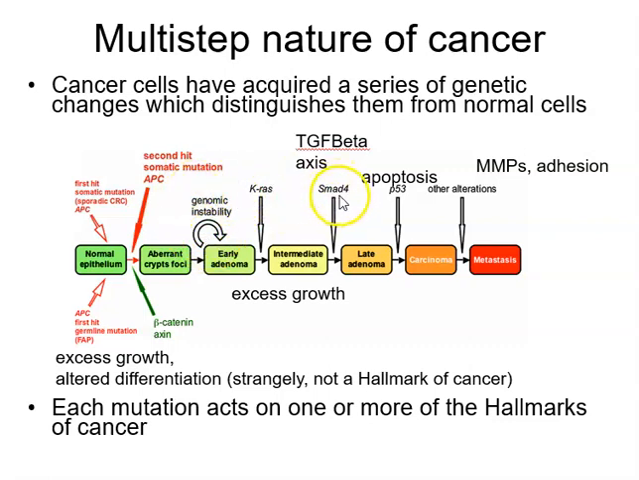So the SMAD4 mutation is on the TGF-beta axis. We sometimes get the TGF-beta receptor itself mutated. We have got P53, which is addressing apoptosis. And then we've got the adhesion and MMPs, which are addressing the migration aspect.